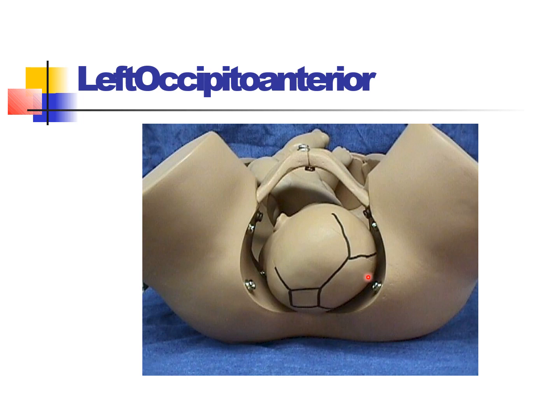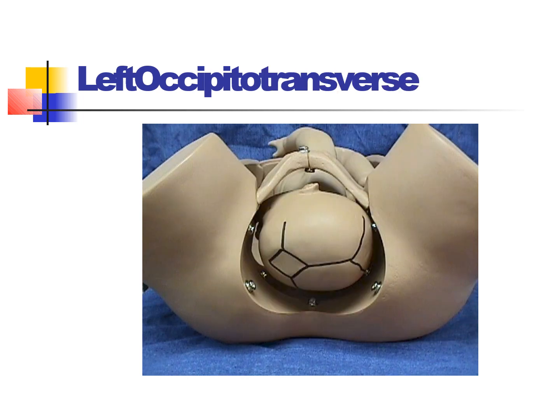Next is left occipito anterior. See the occiput, this is anterior frontal and the back side, this is the occiput. Occiput is pointing towards the left iliopectineal eminence. So this is left occipito anterior. And next is left occipito transverse. The occiput is pointing towards the iliopectineal line. You just see the sagittal suture is in the transverse diameter of the pelvis. That is left occipito transverse.